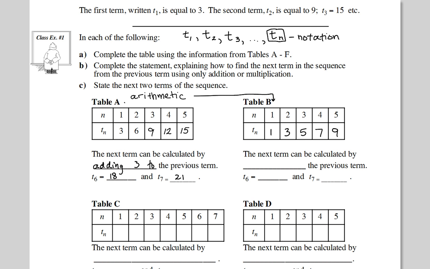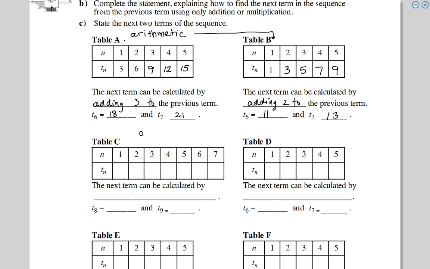Okay, so the next term can be calculated by adding 2 to the previous term, and T6 is 11 and T7 is 13. All right, the next two are going to be geometric.